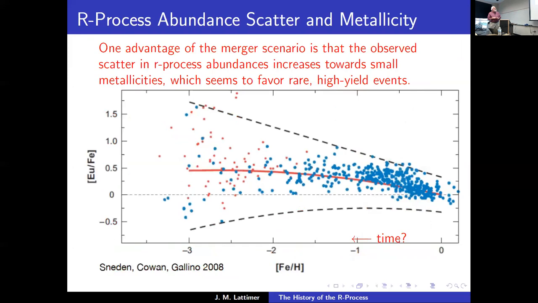One small argument in favor of a very rare source for the R process and possibly mergers is the observation that if you look at R-process abundances compared to iron, again in the log scale, this is where the R-process and iron abundances are in the same ratio as observed in the sun. Here the R process is enhanced by a factor of 10, and here they're less abundant by a factor of about 3. But as we go back in time, we find that the scatter in R-process abundances compared to iron increases with time in the past, which is indicative of a rare source as opposed to a more frequent source.